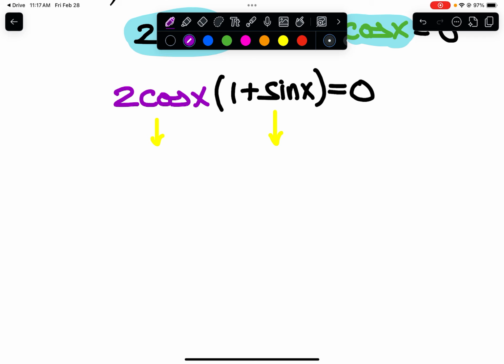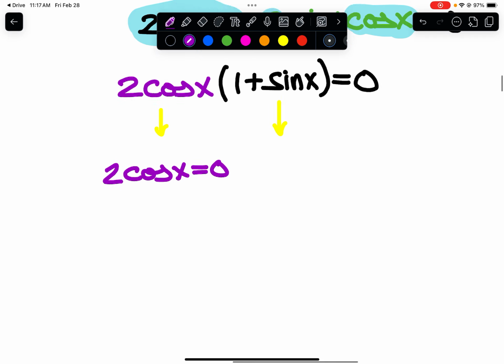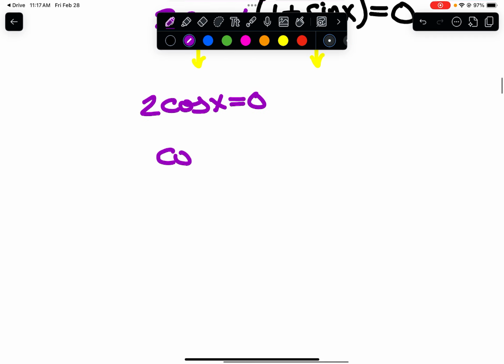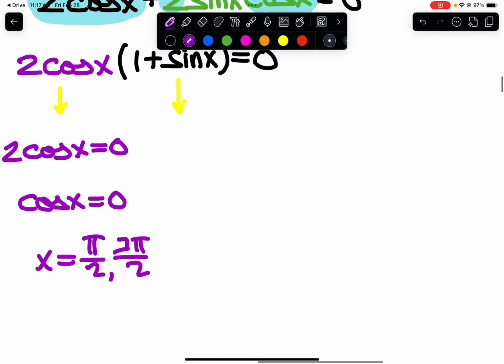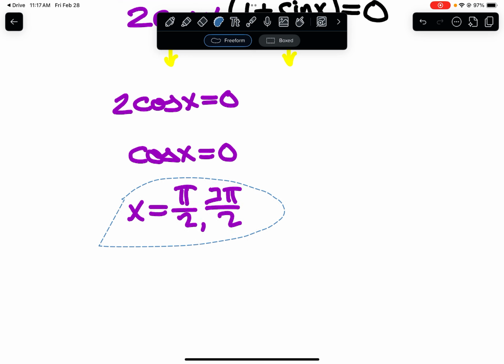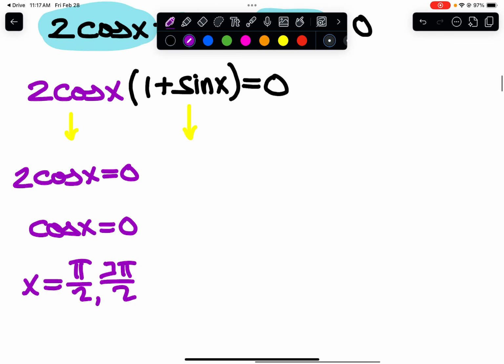So we're going to have 2 cosine x equals 0. Divide both sides by 2, which means we're just going to have cosine x equals 0. And then that's going to happen at pi over 2 and 3 pi over 2, just like before. That was not on purpose, that was an accident. Did not mean to use the same type of equation.